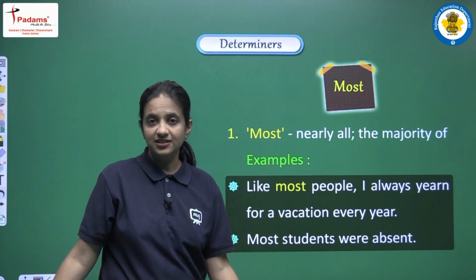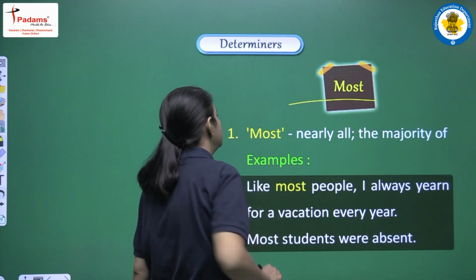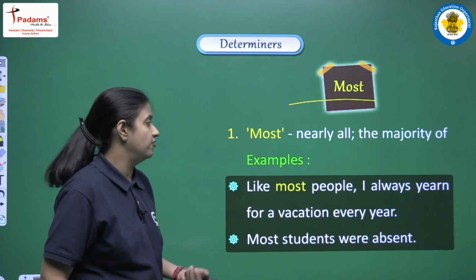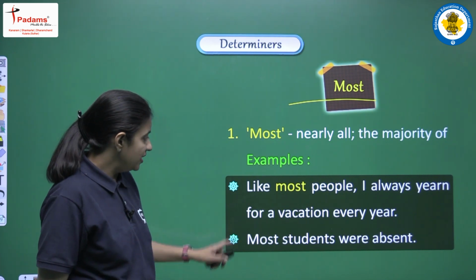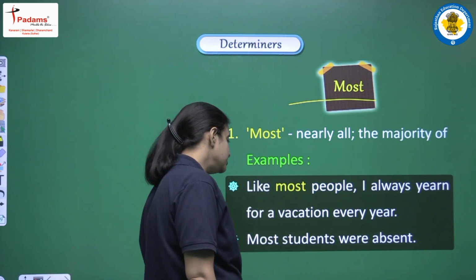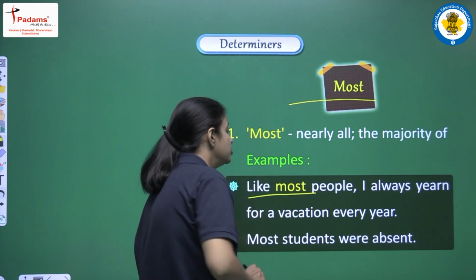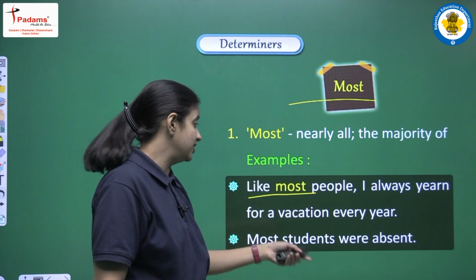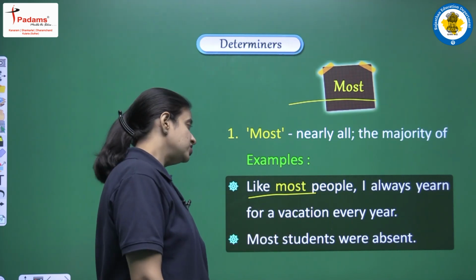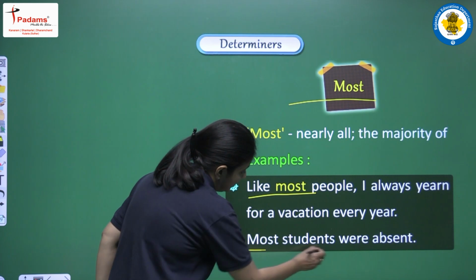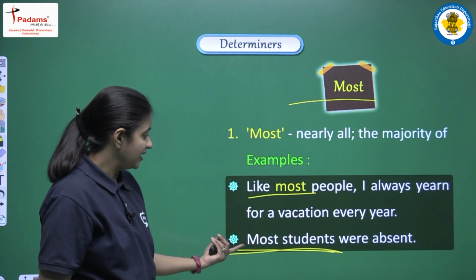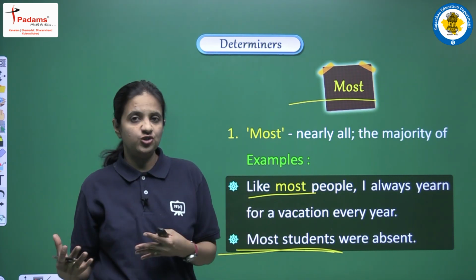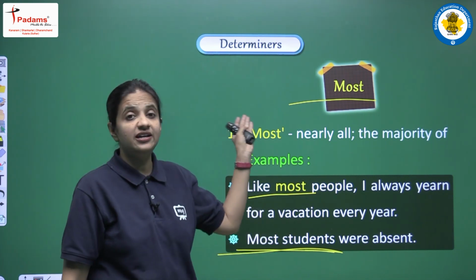Next we have another determiner, that is most. Most means nearly all, or we can say the majority of. For example: most people, I always yearn for a vacation every year. Here we are talking about the majority of people, and we are saying most of the people. Another example: most students were absent. Here also we are saying that the majority of the students were absent. So most means majority of, or nearly all.